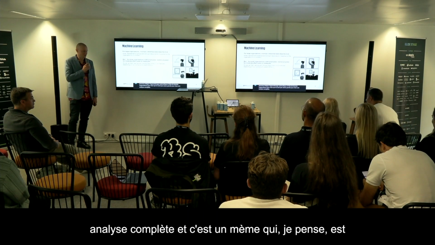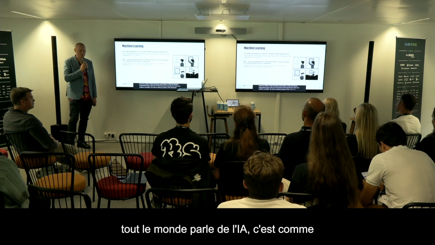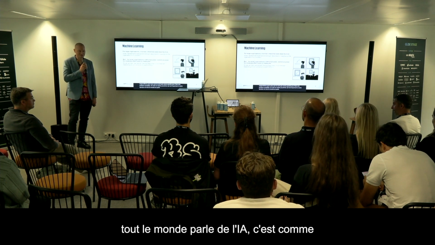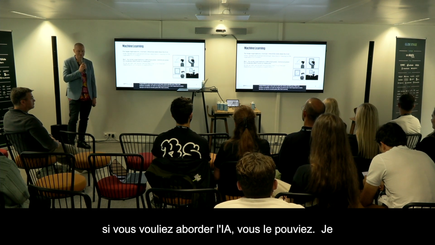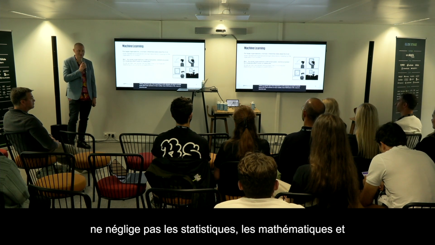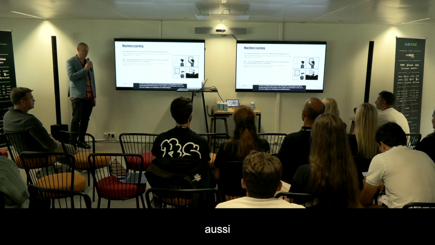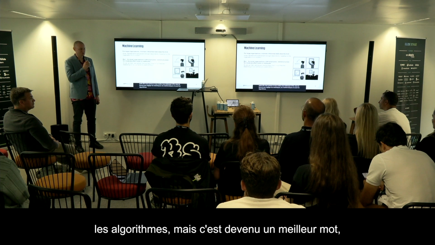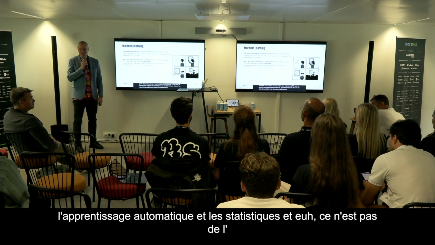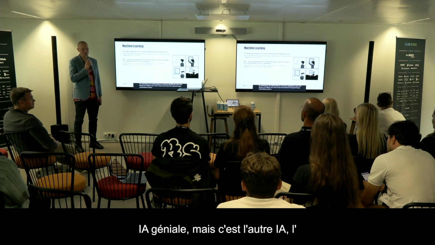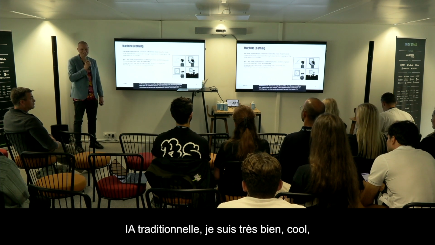And this is a meme I think is important in this day and age where everybody's talking about AI. It's like, if you want to talk about AI, you can't neglect statistics and mathematics and also algorithms. But it's become a buzzword. But what we're doing is machine learning and statistics. And it's not Gen AI, but it's the other AI, the traditional AI.